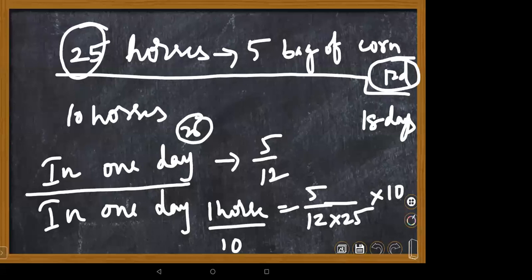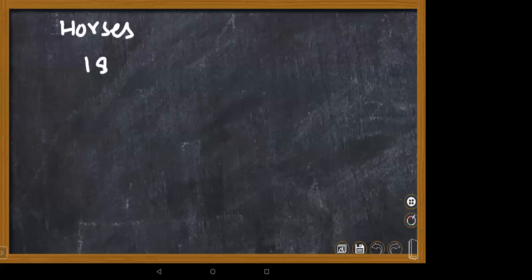But our question is, in 18 days how many bags will 10 horses eat? This is a little tricky, children, but it is easy. The concept: you are supposed to consider horses, number of bags, and number of days. There are 3 columns you have to make, children. I will just make a table to understand more easily. How many horses?